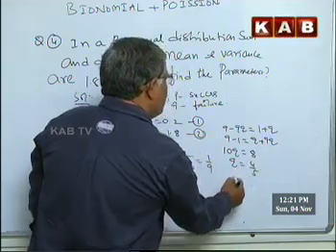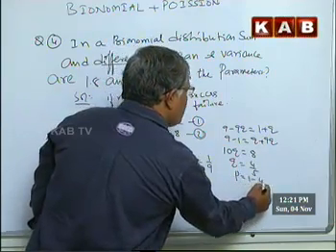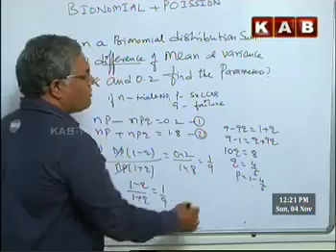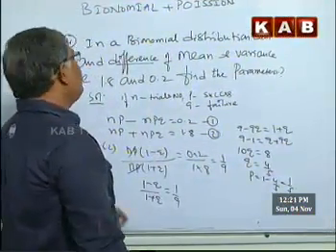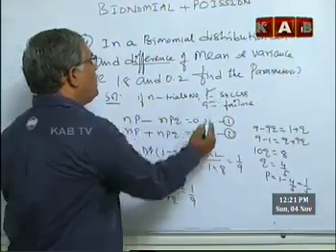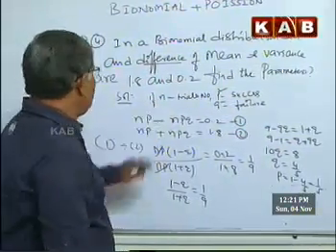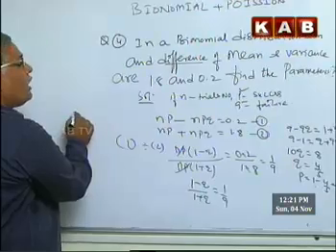q is 4 by 5. p is equal to 1 minus q, 1 minus 4 by 5, which is equal to 1 by 5. So what else is left over? p you have found, q you have found. What else is left over? n is left over. So how to get n?